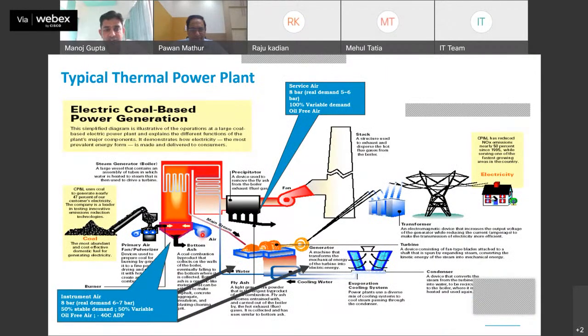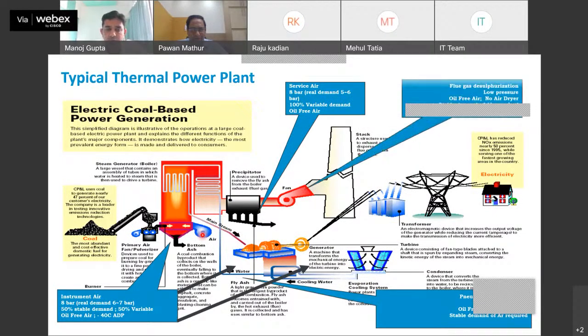So this is the typical thermal power plant layout. We have identified where the compressed air is used. For instrument air, compressed air is used up to 8 bar, and the demand is 50% stable and 50% variable. The dew point requirement is minus 40 degree atmospheric dew point. Like coal handling plants and dust separation systems, this air is required.